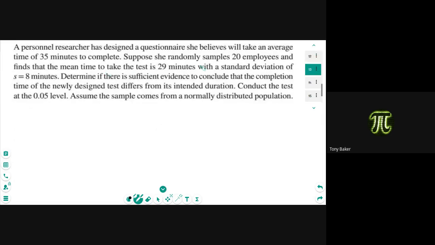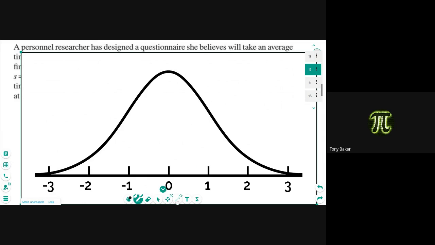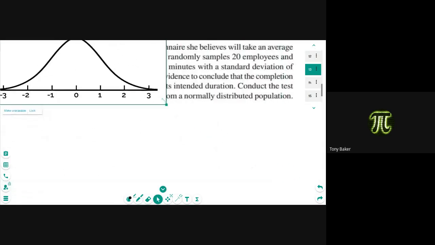This one, they give me the sample standard deviation. It says the sample is 20 employees, the mean time is 29, but the sample standard deviation is 8 minutes. So we're going to use the T on this one. Remember, the calculations are the same. We just need to look at the table to find the T. So let's get our little bell curve here.